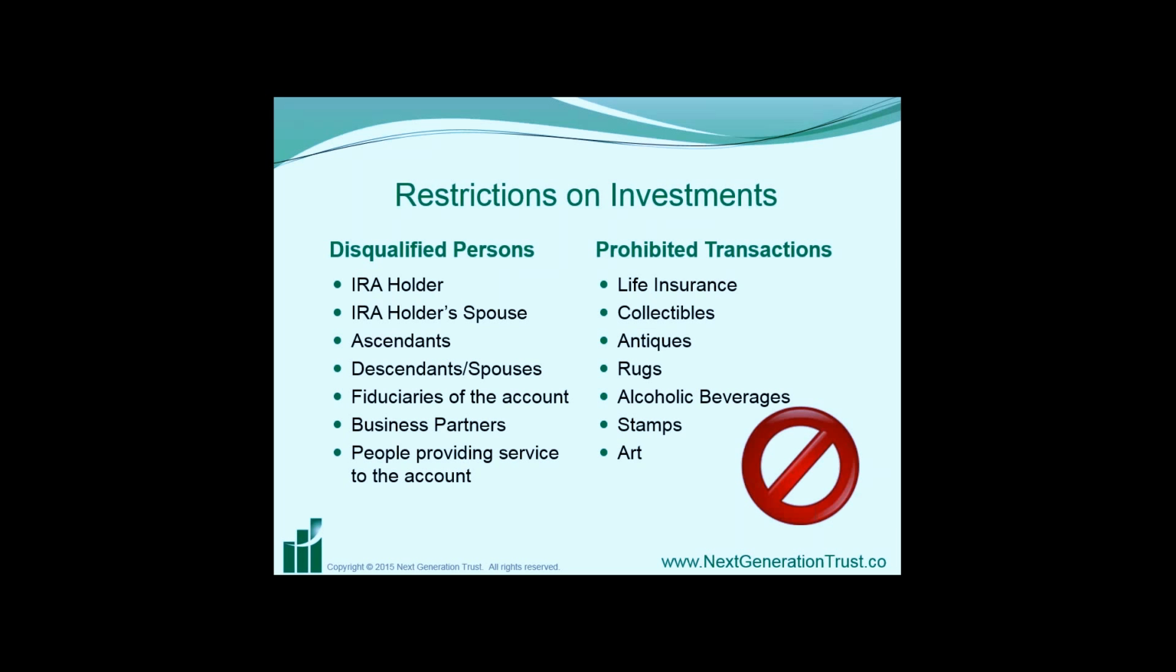There are restrictions on investments. We have prohibited transactions. So you're not allowed to invest your self-directed IRA into life insurance policies or collectibles. You can't invest in antiques, rugs, alcoholic beverages. You can't be a wine collector. You can't invest in collectible art or stamp collections. And disqualified persons are the current IRA holder, the IRA holder's spouse, your ascendants, your descendants and their spouses, any fiduciaries of the account, any business partners, and any people that provide service to the account.